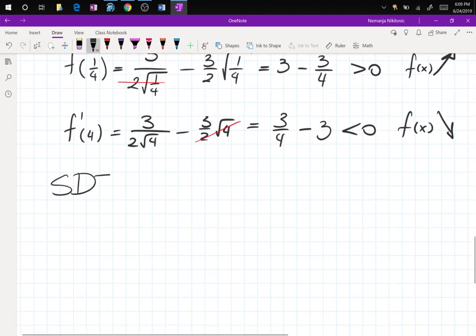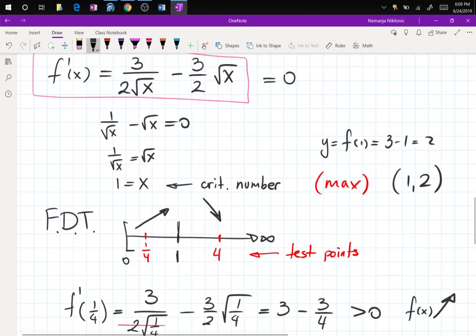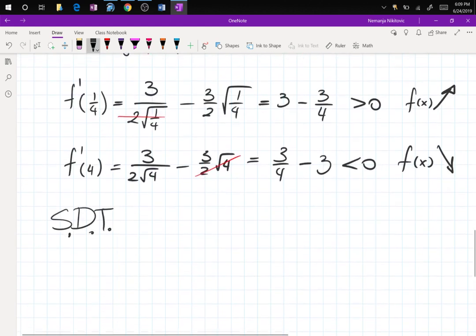Second derivative test is exactly the same procedure as the first derivative test, except we work off of the second derivative. So now we have to take the derivative of our derivative from before. Our derivative from before was 3/2. So the first derivative written in the easy way.